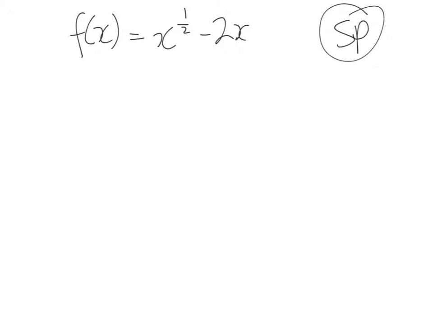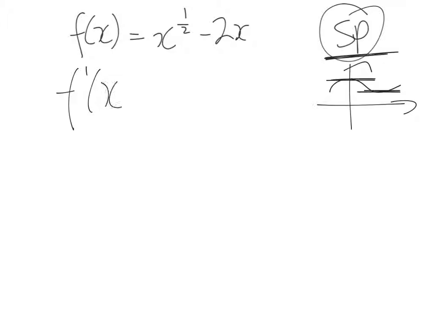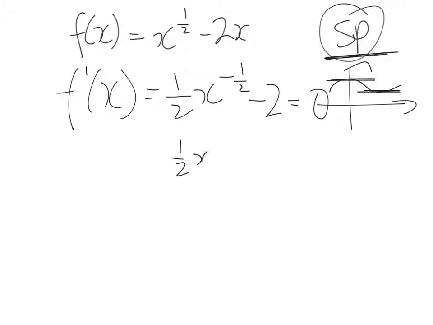Last one, we now have f of x is x to the half minus 2x, and we want to find the stationary point. So we want to find where the gradient is equal to 0. So whatever the graph looks like, we want to find out where it's flat, where its gradient is 0. So first we differentiate to find the gradient function. So we get a half x to the minus a half, minus 2, equals 0. And so then we can say that a half x to the minus a half equals 2. x to the minus a half is 4, multiplying both sides by 2.